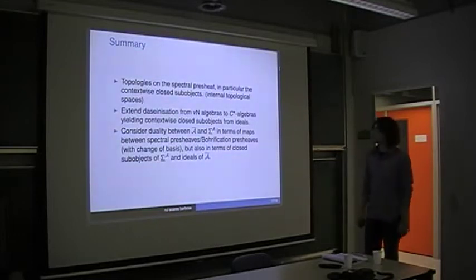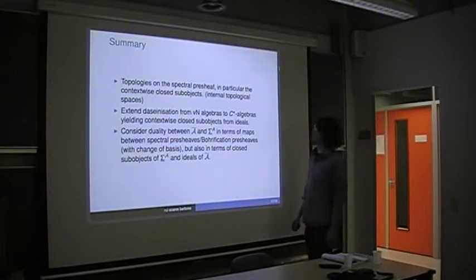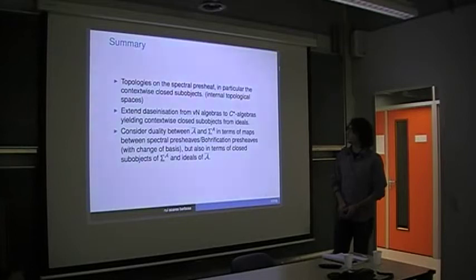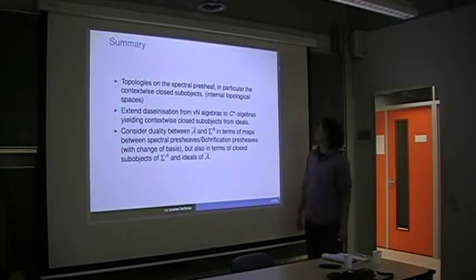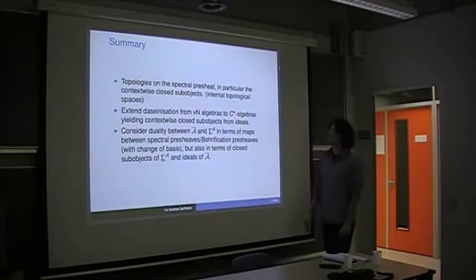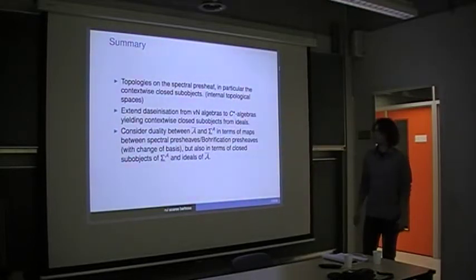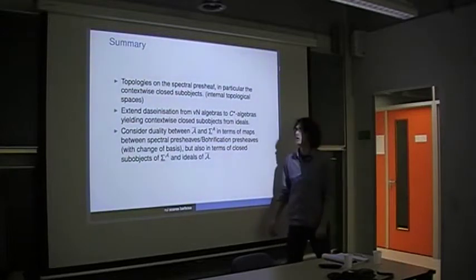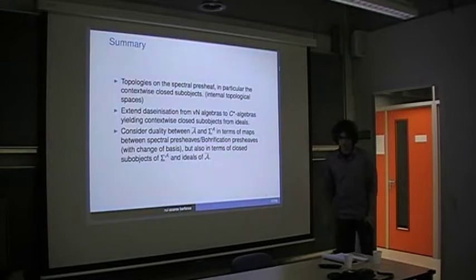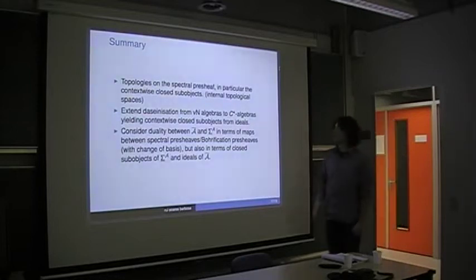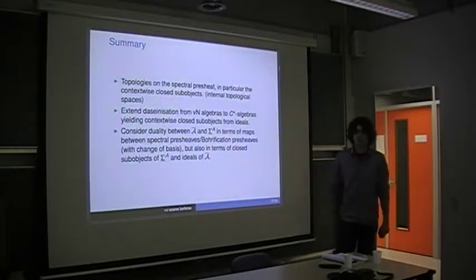So, in summary of what we got so far, we considered topologies on the spectral presheaf, but in particular the only one we could actually do something with was this context-wise topology given by context-wise closed sub-objects. These topologies are internal topological spaces, and we showed that this spectral presheaf is an internal topological space in the same way as the thing coming from modification is an internal system.